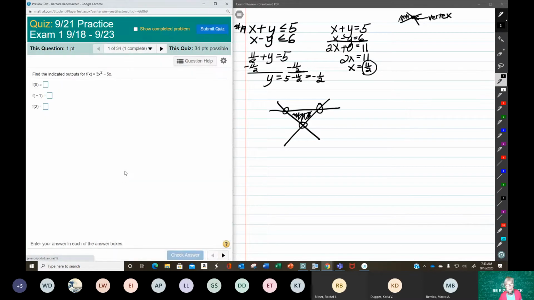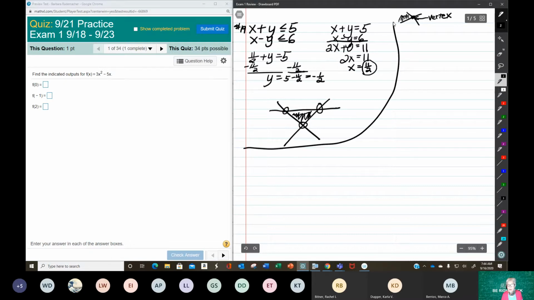Okay, these are evaluation problems. This is one of the main things you do with functions. So let's say this is number 1. And they give you a function, f of x equals 3x squared minus 5x. And they want to know f of 0 equals, and f of -1 equals, and f of 2 equals.